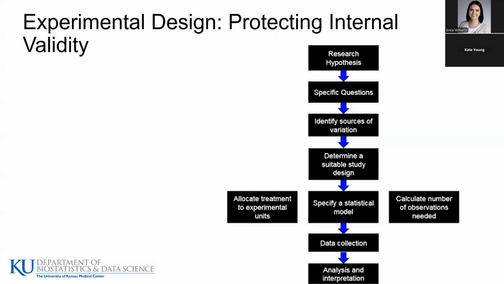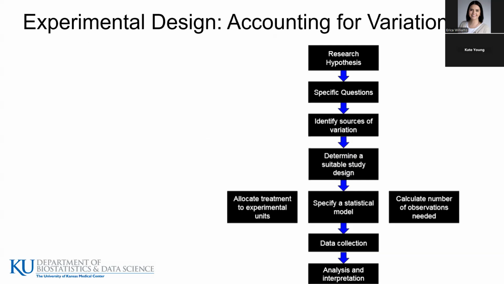So we begin with the research hypothesis, and we have to narrow it down to a specific testable research question. From this, we can determine what the intervention is, what the outcome is, what measurements we need to take, how participants are going to be assigned to these treatments, and then what the sources of variation are and how we can minimize these sources of variation that are not the conditions of interest.